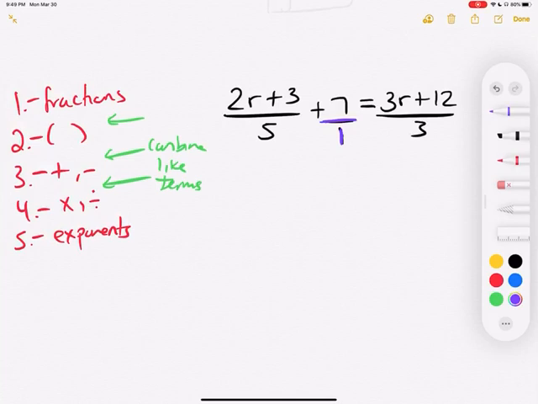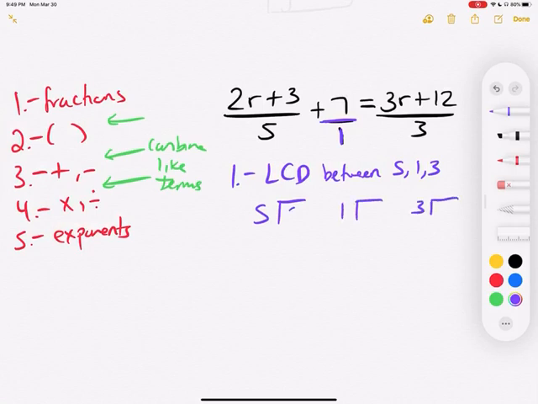I can get rid of those if I find the least common denominator. So what are my denominators? Between 5, 1, and 3. The smallest number that can be divided by 5, that can be divided by 1, and that can be divided by 3. So we are looking for this number. That's the least common denominator. It's usually as large as the larger of the denominators or greater. It cannot be smaller. Okay, so the least common denominator in this case is going to be 15.